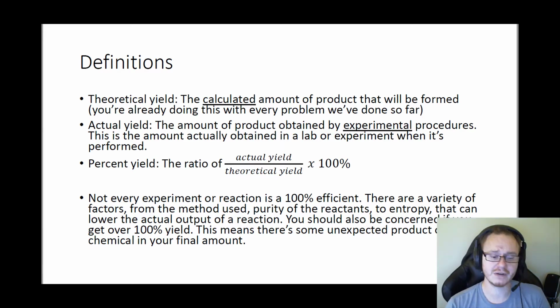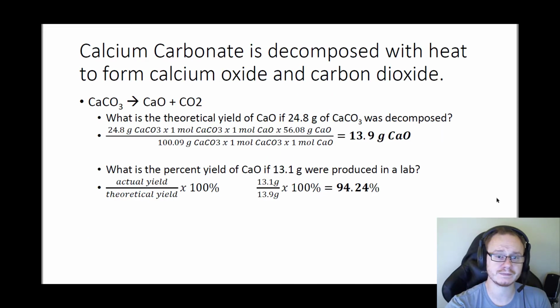There's also a concern if we end up with something over 100% yield. Perhaps we made an unexpected product. That can be dangerous. Or maybe not all of the reactant reacted, and that can also be dangerous. So we always want to be careful if we end up with over 100% yield. That tends to be more of a concern than if we don't get 100% yield.